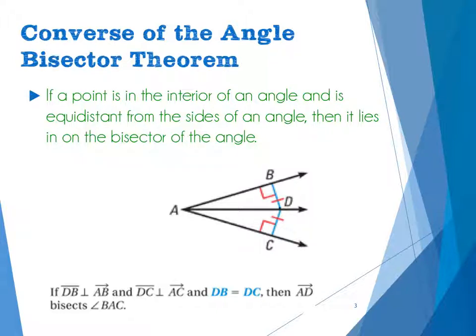So point D would be in the interior of angle BAC, and that tells me that point D is equidistant from the sides of angle BAC. Because it lies in the interior and it's equidistant, as shown by the congruency marks, then we know it lies on the bisector of the angle. And the bisector is AD.